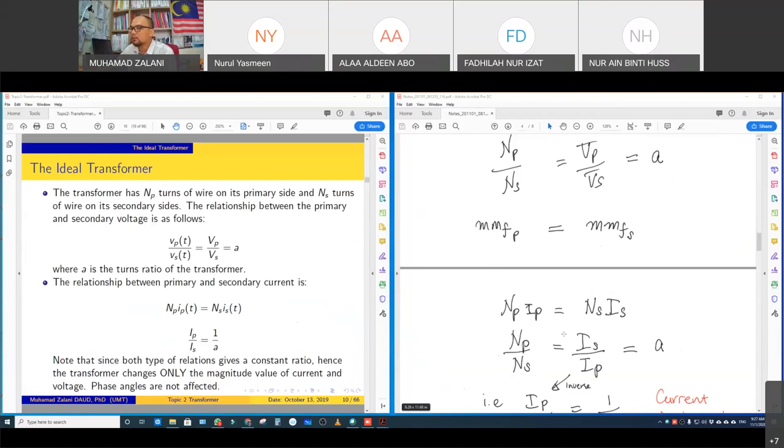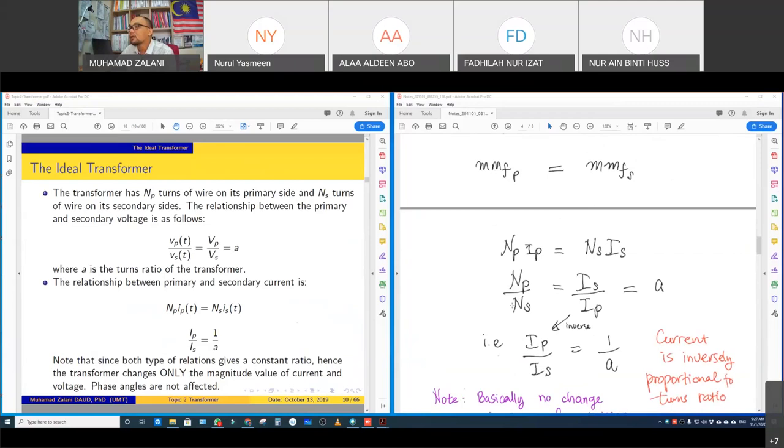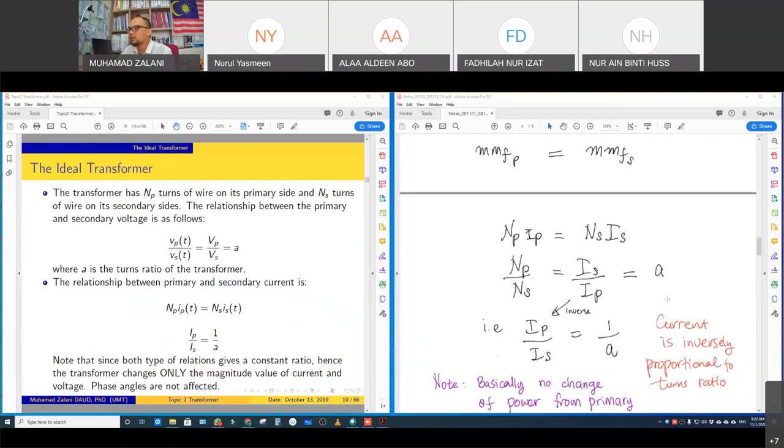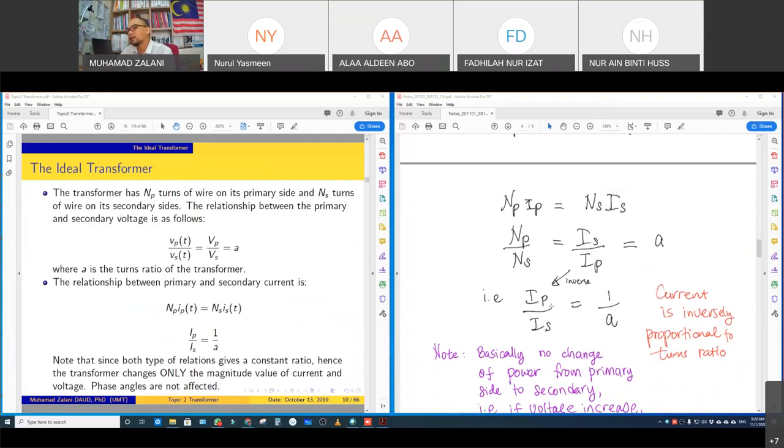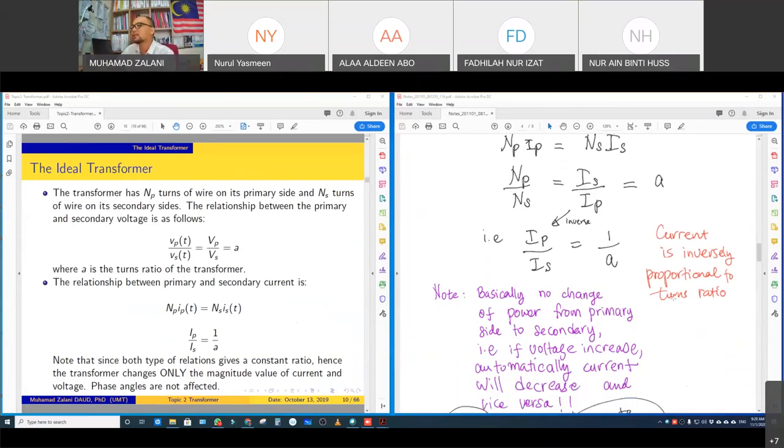And then rearrange this equation. So Np divided by Ns equals Is divided by Ip. As you can see, the current is different from the voltage. For voltage, it is directly proportional, so Np divided by Ns is Vp divided by Vs. But for the current, Np divided by Ns equals Is divided by Ip, which is inversely proportional. That is why, if we want to find the turns ratio A by using current, we use Ip over Is equals 1 over A, or else we use Is over Ip equals A. So current is inversely proportional in this case.